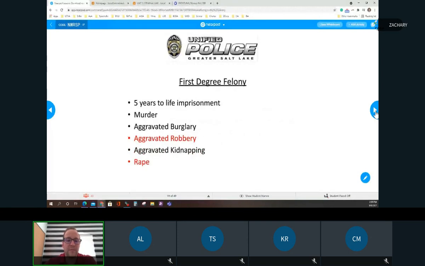So, a first-degree felony. As we're talking about statute, remember that's what the legislature makes. They actually have minimum sentences, right? For a first-degree felony, the minimum sentence is 5 years to life imprisonment. So you know that if you did something like that and you were convicted, you'd be spending a minimum of 5 years to life in prison. That would be like murder, aggravated burglary, aggravated robbery, aggravated kidnapping, and rape.